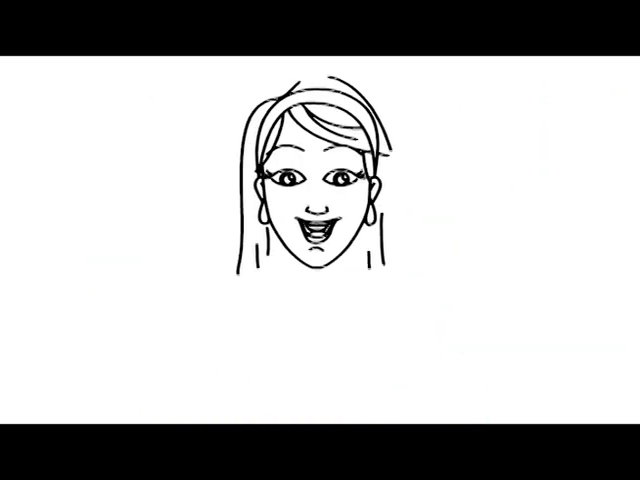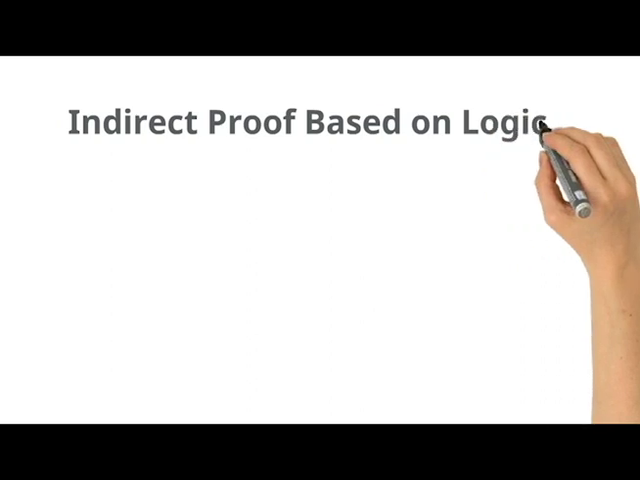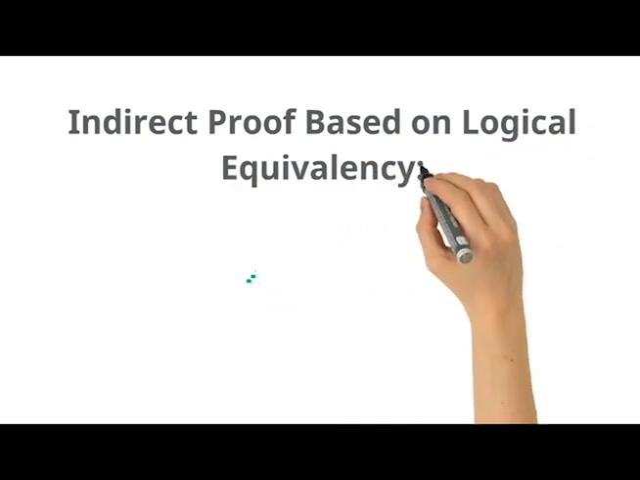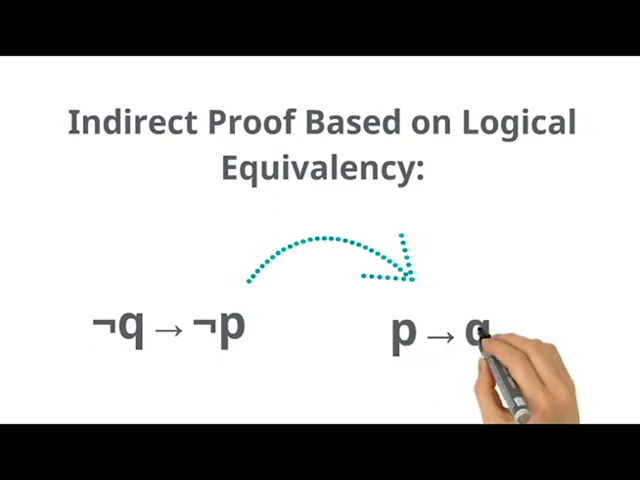The second method we will be learning is proof by contrapositive. Another name for proof by contrapositive is indirect proof. Based on logical equivalence, if "if not Q, then not P" is a true statement, then "if P, then Q" must also be a true statement.